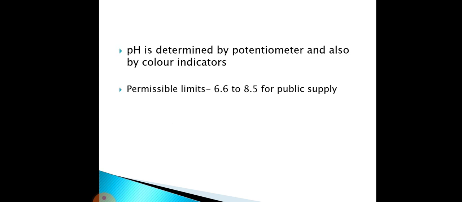And when it comes to a color indicator, what we do is we add colors to water, and the color that is produced will be compared with the standard color of known pH values. So by comparing the colors, we will have a color chart. For different colors, the pH value will already be given in the chart, and we can compare the sample with this standard chart of colors, and from this we can find out what the pH value of the given sample of water is.